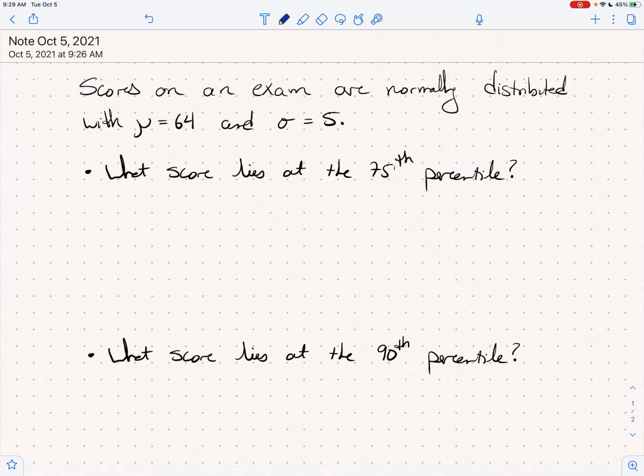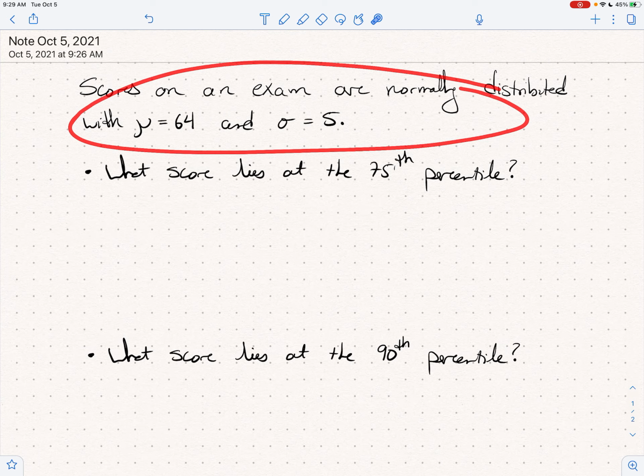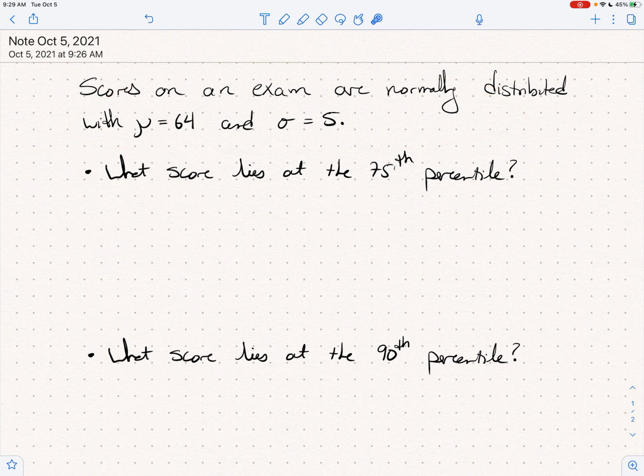All right, hey guys, I wanted to do another example with you today, just on normal distributions and percentiles. So, first question here, we've got some data that's normally distributed. What scores lie at the 75th percentile?